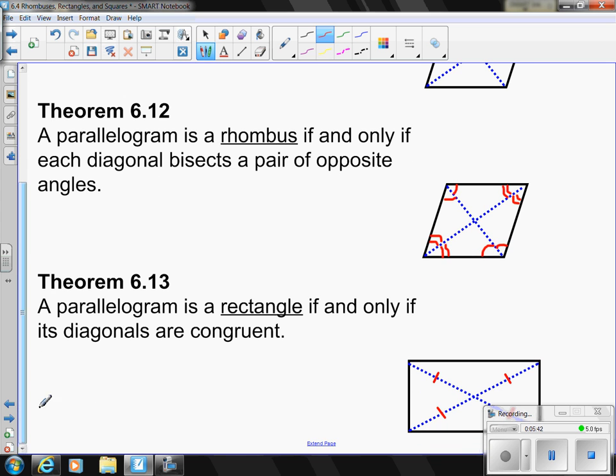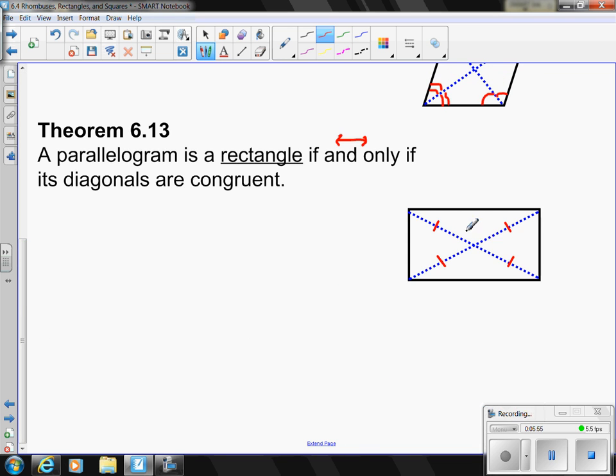And the last one's about a rectangle. A parallelogram is a rectangle if and only if, remember it works both ways, the diagonals are congruent. So if the diagonals are congruent, this diagonal has to be the same length as that diagonal. But we know the diagonals of a parallelogram bisect each other, so these pieces are also all congruent, but the total length is also congruent. That's what the theorem is referring to.